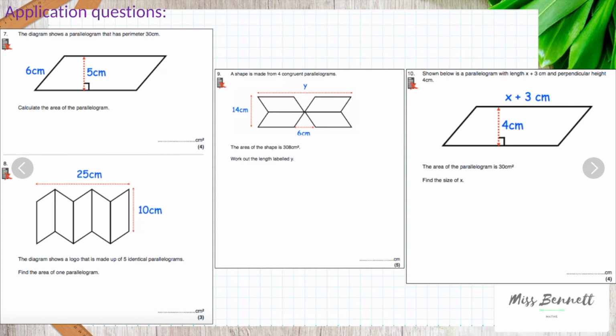Here are some exam style questions. Press pause and have a go. When you're done, press play.